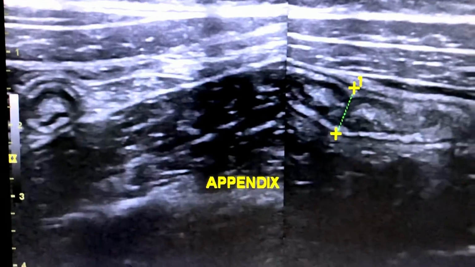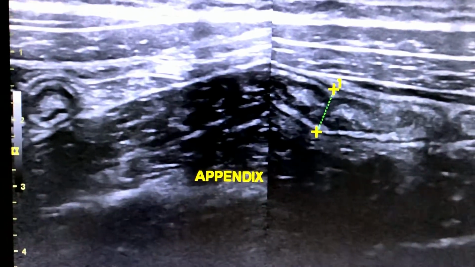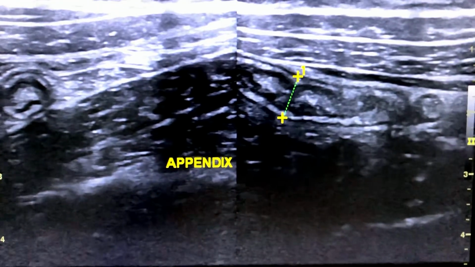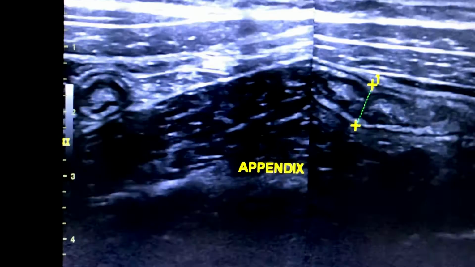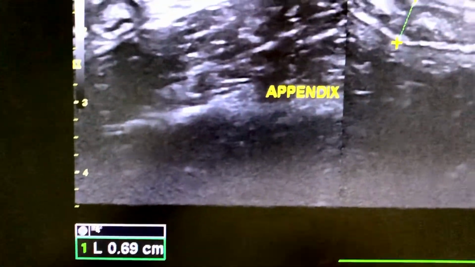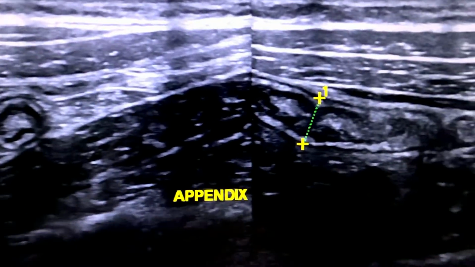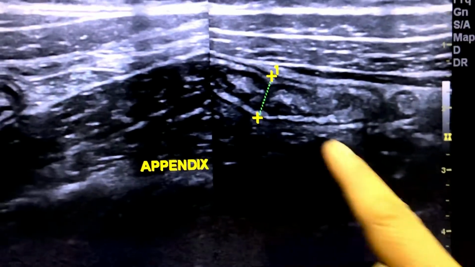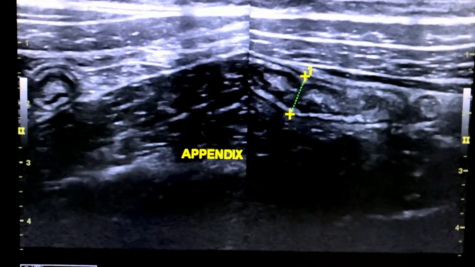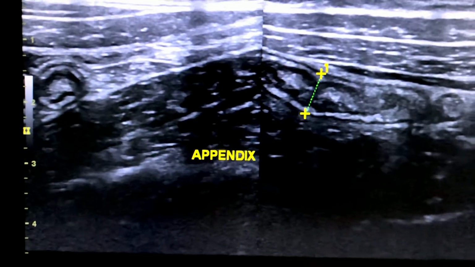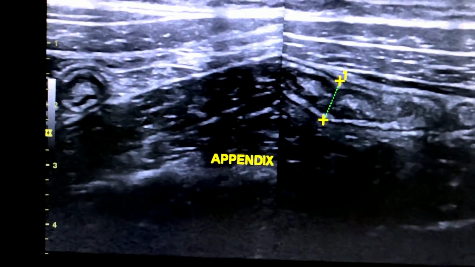But when we see this image, it is quite obvious of appendicitis. You see this enlarged appendix. It was measuring 6.9 mm. Okay, so this is a somewhat complex situation: what to write inside the report.